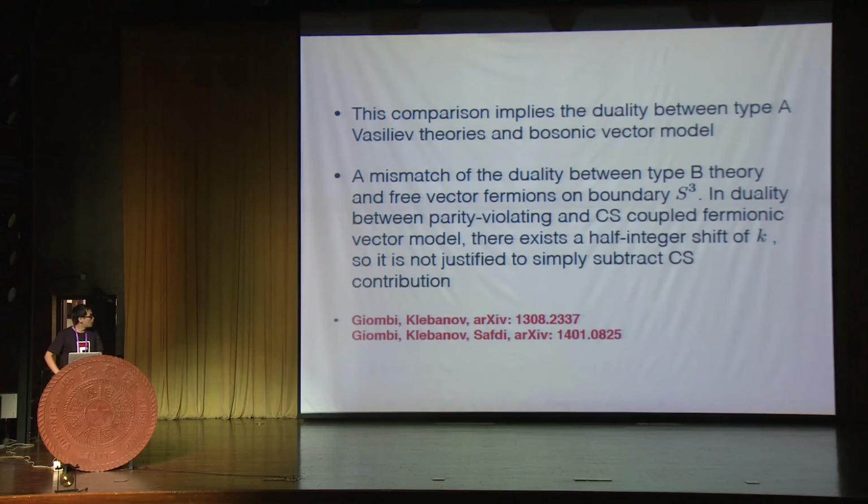This test for type A and type B series has been conducted by these authors, Giombi, Klebanov, and Safdi. It works very well for the type A model, but for the type B model, there's a mismatch in the free energy. The authors comment that one should first look at Chern-Simons coupled fermions. Since the fermion provides a shift in the Chern-Simons level k, it is not justified to simply subtract the contribution given by the Chern-Simons term to get to the parity preserving one.